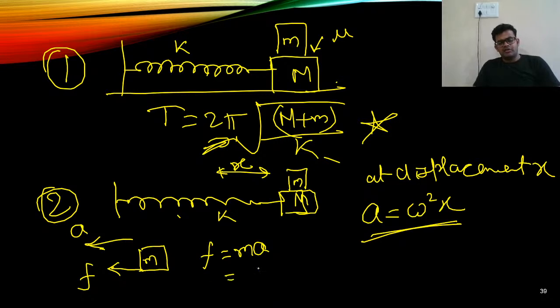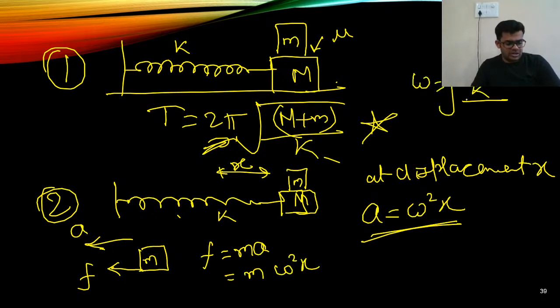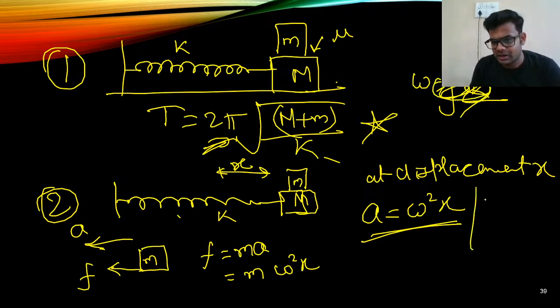So what will be the value of friction? Mass is m, acceleration is omega square x, and what is the value of omega? Omega is equal to under root of k by total mass. Under root of k by total mass. So I am writing omega here.